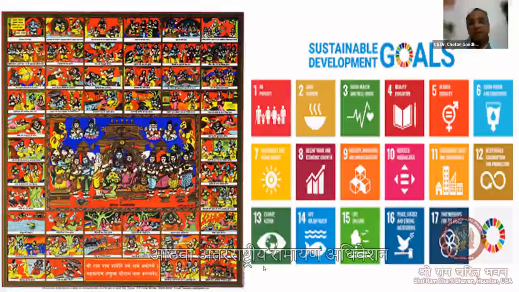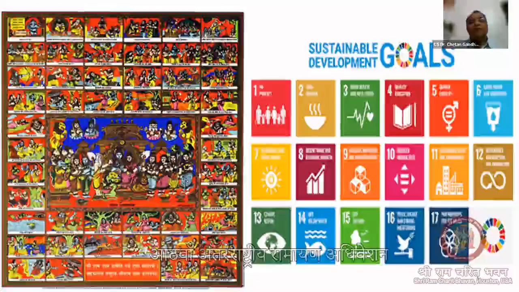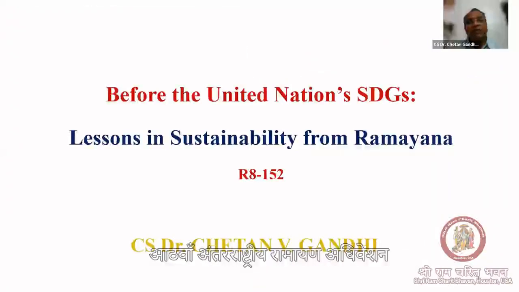Now, the aim of this paper is to analyze Ramayana to present and showcase how each of these 17 SDGs could be traced back. We can track them during the era of Ramayana also. It also illustrates that they were meticulously and properly applied in ancient India for sustainable development, even thousands of years ago. Accordingly, I have selected this topic, and the title of my paper is Before the United Nations SDGs: Lessons in Sustainability from Ramayana.